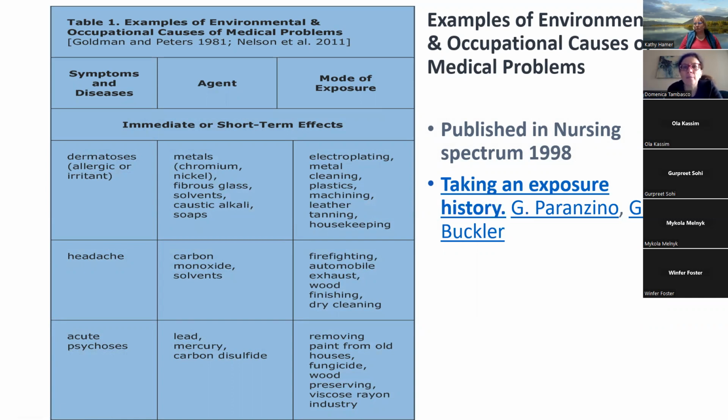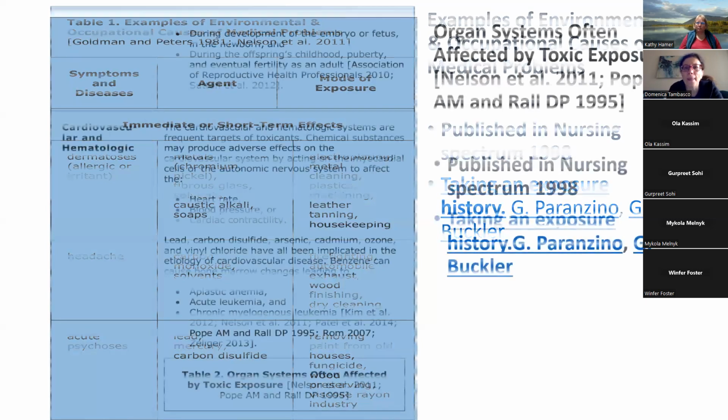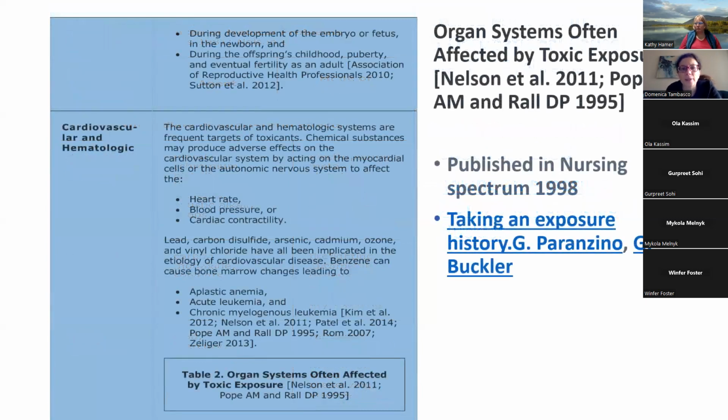But here are some of the medical problems that are associated with environmental exposures, anything from headache to even psychosis. Next slide, please. So here are some of the organ systems often affected by toxic exposure. And you can see heart rate, blood pressure, anemia, leukemia, many organ systems can be affected. Next slide, please.